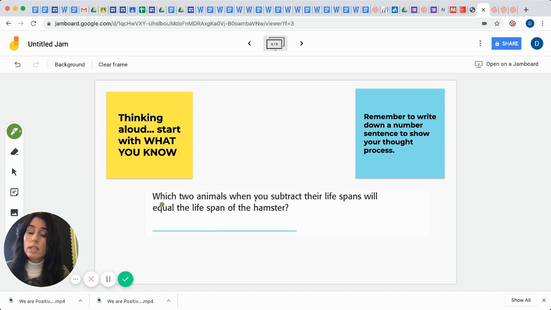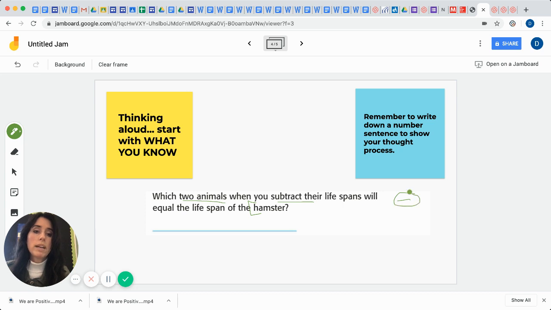So let's read the sentence together. Which two animals, when you subtract their lifespans, will equal the lifespan of the hamster? Okay, so this is a two-step math problem. Let's stop it and look at the first step. We're looking for two animals, and we are going to be subtracting as our plan. So I know this is a subtraction problem.